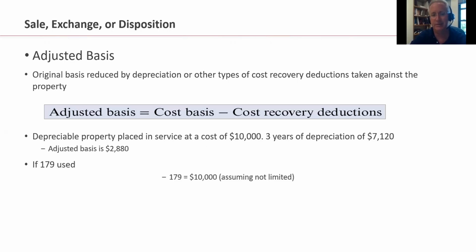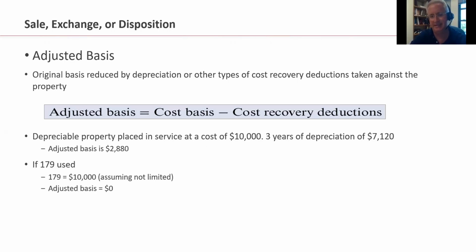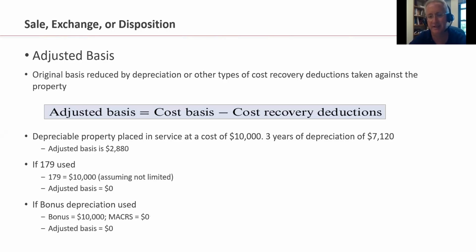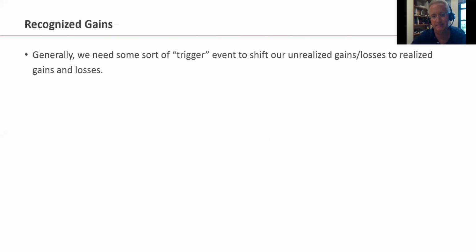If 179 was used, if I assume it's not limited, then my adjusted basis is 0. If bonus depreciation is used and it's 100%, it's all written off in the year in which I place it in service, the adjusted basis is 0. So just to point out, those special depreciation methods affect the adjusted basis just like depreciation does.